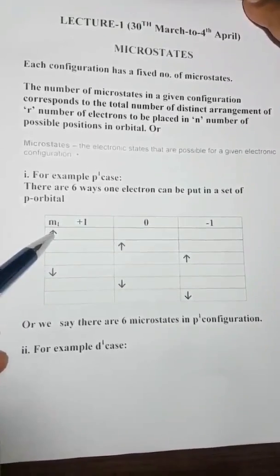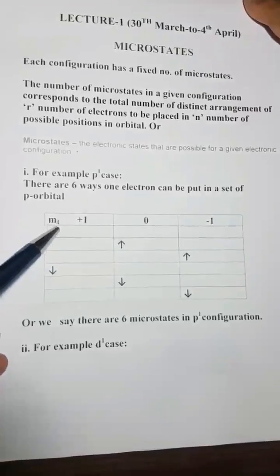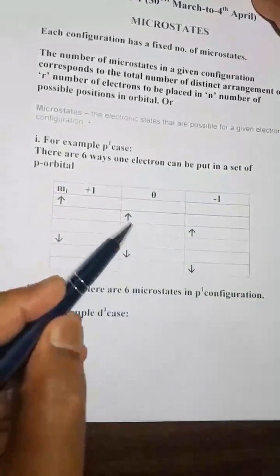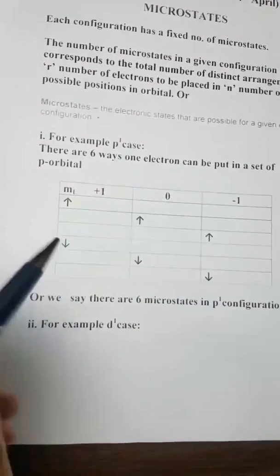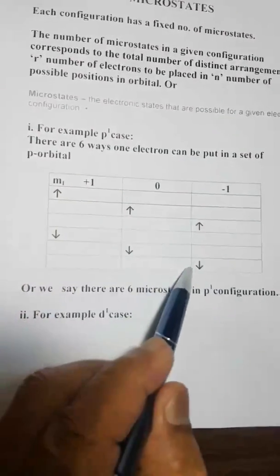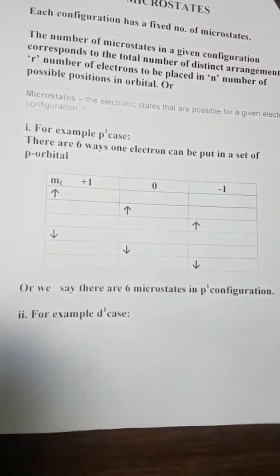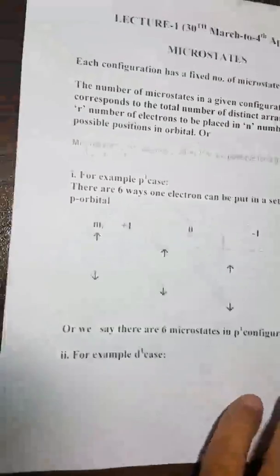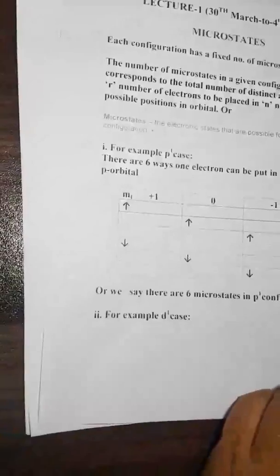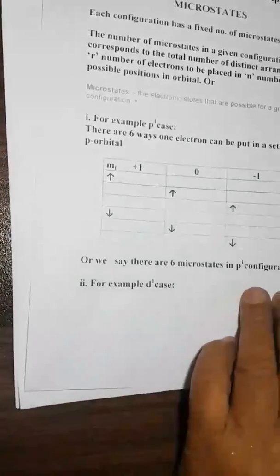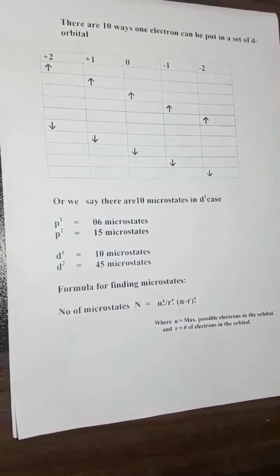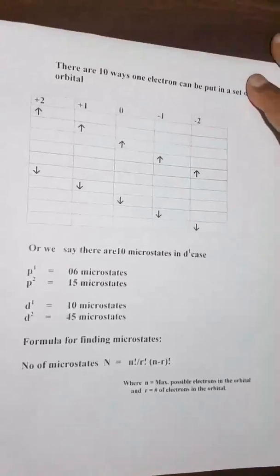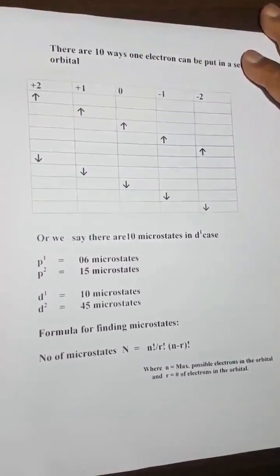1 electron in the px orbital with spin up, and in the second with spin up, and then there are 3 ways with spin down. Thus we say overall there are 6 ways in which we can put 1 electron in p orbitals, or in other words, there are 6 microstates in the p1 system.